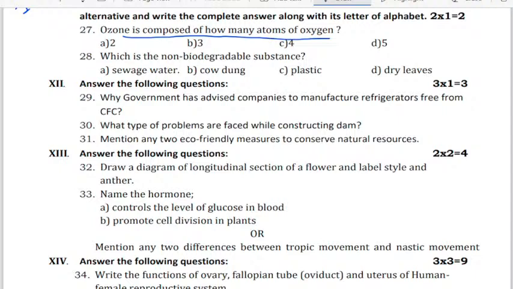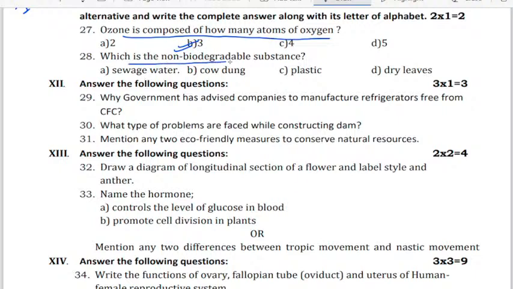Already the first answer is given by Harsha. Harsha and Sharan Ganga has given the right answer. Yes. Jyoti has also given the right answer. Fine. Ozone is composed of how many atoms of oxygen? The right answer is 3. Yes, your answer is right, children. So let's go for next question.